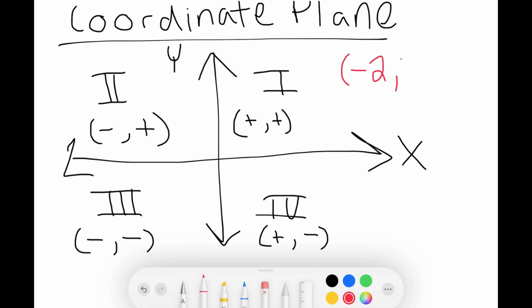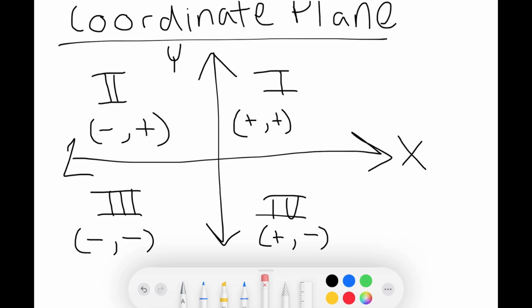(-2, 2). Now the x point is negative, but the y point is positive. So if we match them up, it would go in quadrant 2.